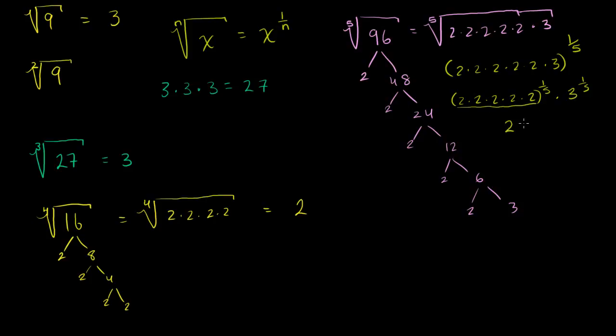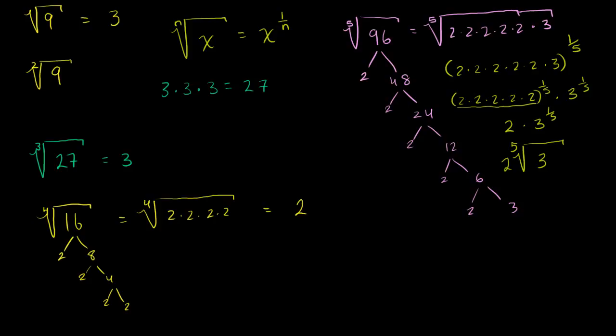This is going to be 3 to the 1/5 power. 2 times 3 to the 1/5, which is this simplified about as much as you can simplify it. But if we want to keep it in radical form, we could write it as 2 times the fifth root of 3, just like that.